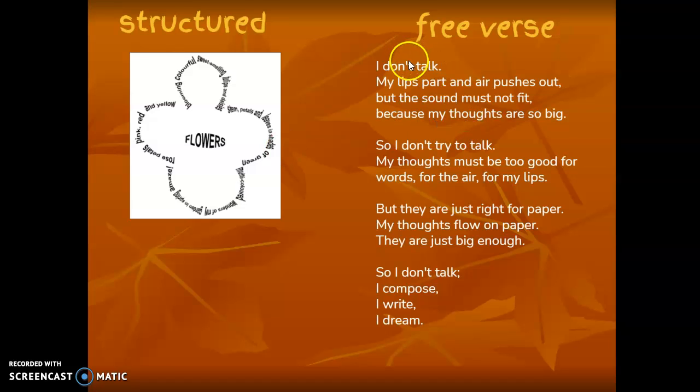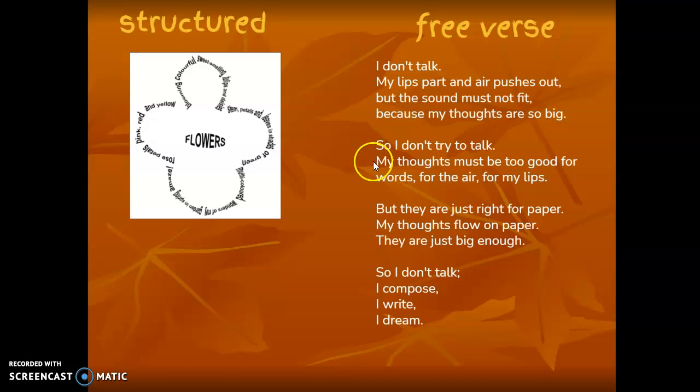Here you see a poem that has 4 lines and then 3 lines and then 3 lines and then 4 lines. And we don't necessarily hear a rhythm when I read. "I don't talk. My lips part and air pushes out. But the sound must not fit because my thoughts are so big. So I don't try to talk. My thoughts must be too good for words, for the air, for my lips." When I read that poem, you don't hear a rhythm. We don't hear a pattern of rhyme. So we would call this poem a free verse.